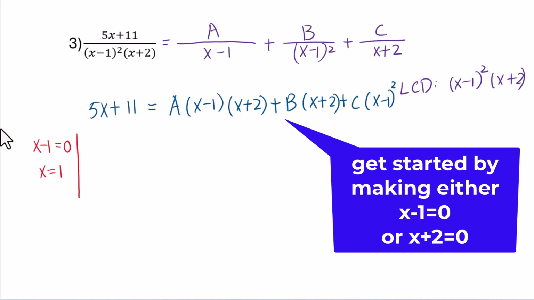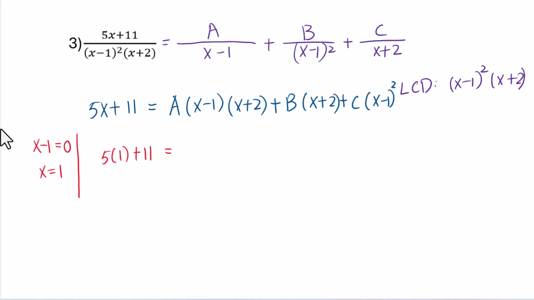Substitute 1 for x. 5 times 1 plus 11 equals 16. 1 minus 1 will be 0. b times 1 plus 2, this will be 0. So 16 equals 3b. b equals 16 over 3.